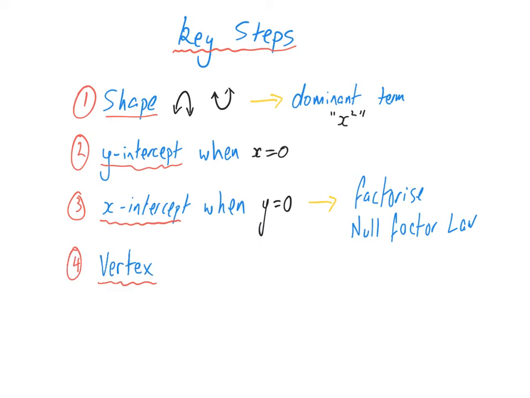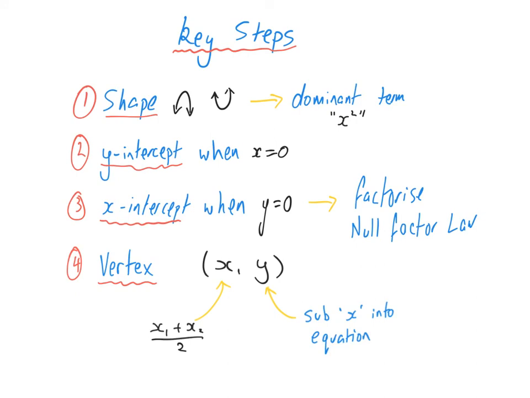Next, we need to find the vertex, or the turning point. To find where that occurs in x, we average or add our two zeros, x-intercepts, together and divide it by 2. Then we sub the value for x we get out of that into our equation to find the y value.